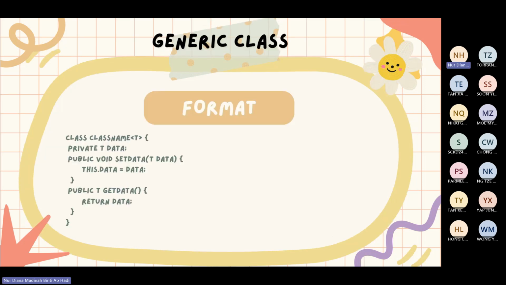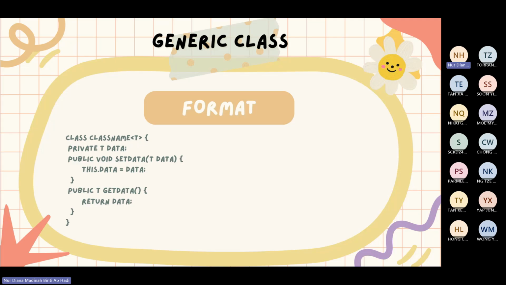So this is the sample format of how you write a generic class. Class, then your class name, then you put angle brackets with a T. You declare your data as a private T data. And then you have your public void set. So is this set considered a setter or getter? Setter. Where you set your data.